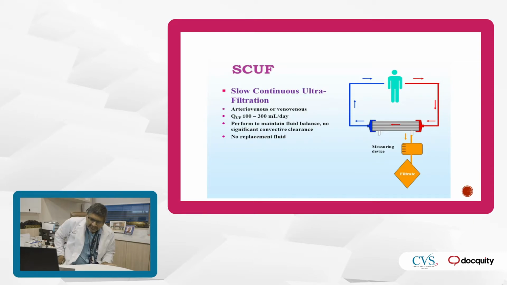What about SCUF? SCUF is slow continuous ultrafiltration, which is actually the same as sequential ultrafiltration using the hemodialysis machine, but using the CVVH machine. So it's similar, except that the fluid removal is done more gently. You remove about 100 ml per hour, 200 ml per hour, but over a 24 or 48 hour period. Again, it's mainly to maintain fluid balance. There's no significant convective clearance, so no replacement fluid is required, but it's not going to address issues like acidosis, hyperkalemia, uremia, etc. Again, purely for fluid removal. If we do it slowly using a CVVH machine, we call it SCUF.